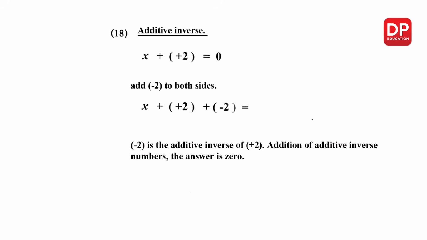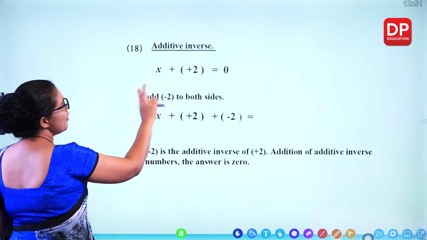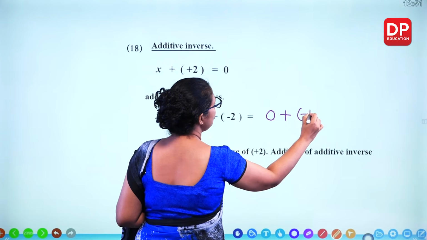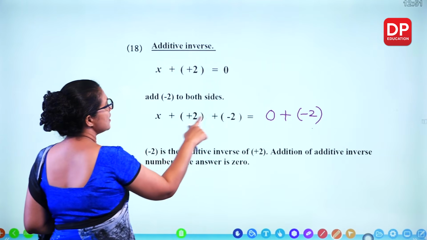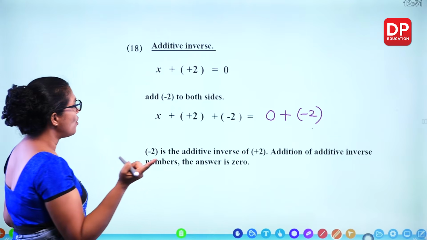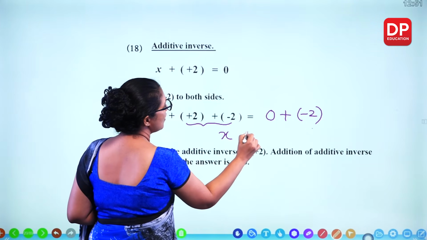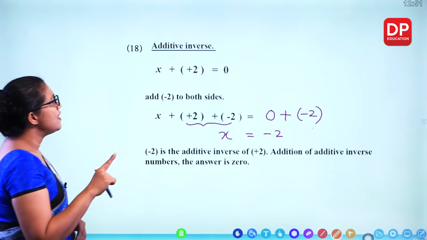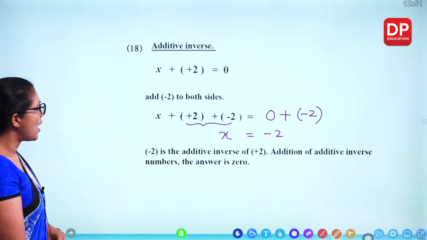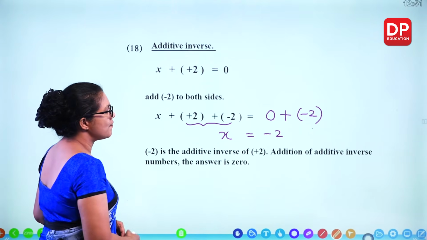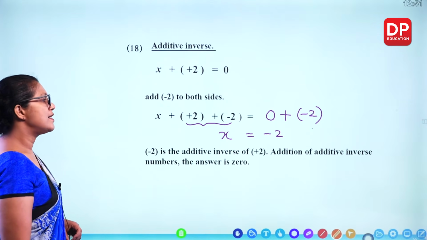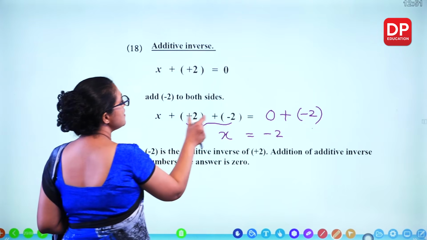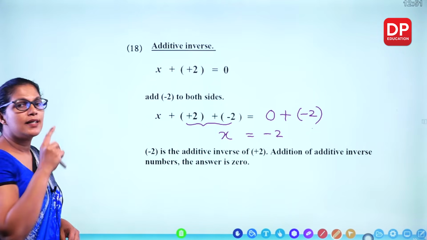Additive inverse, we know if it's plus 2, when you add minus 2 to both sides, what happens? You get plus 2 and minus 2 become 0. So you get x equals minus 2. So what's the additive inverse of plus 2? That's minus 2. So minus 2 is the additive inverse of plus 2. Addition of additive inverse numbers, the answer is 0. So when you add additive inverse, you get the answer 0.